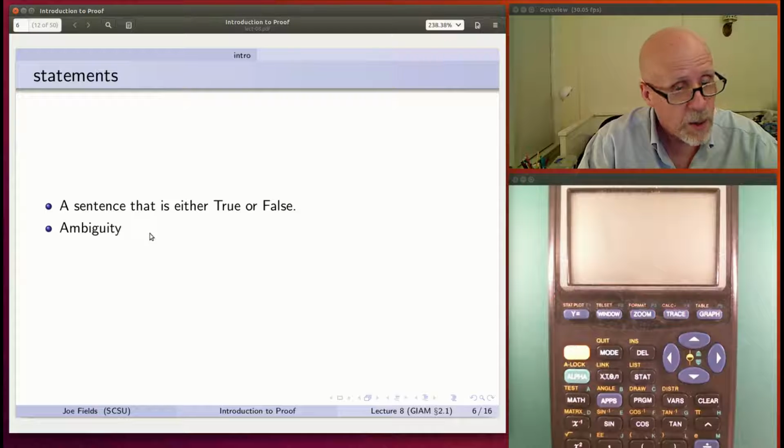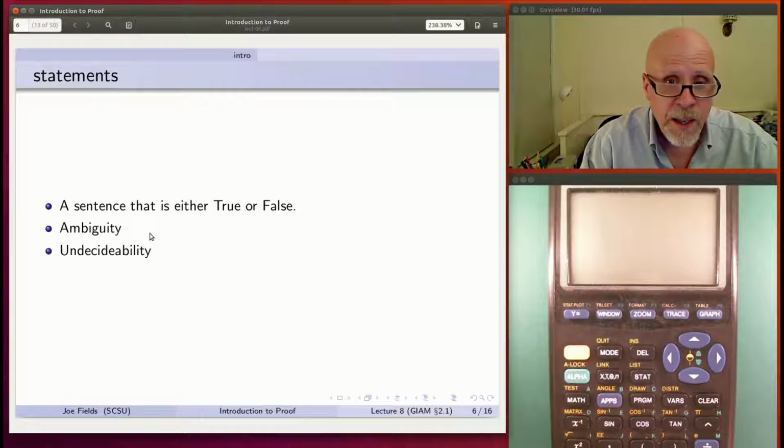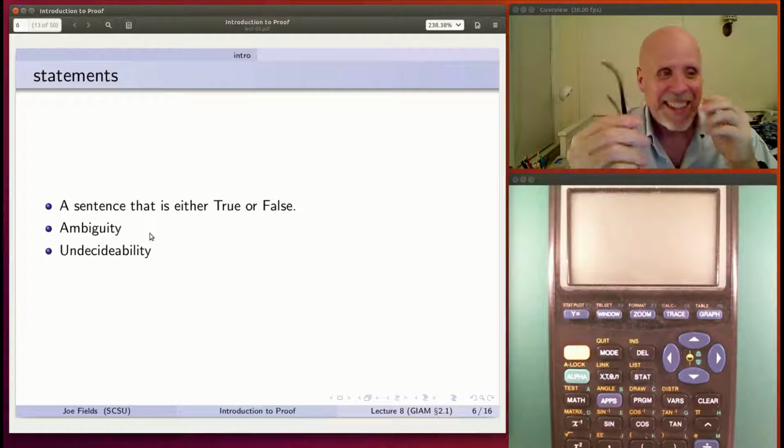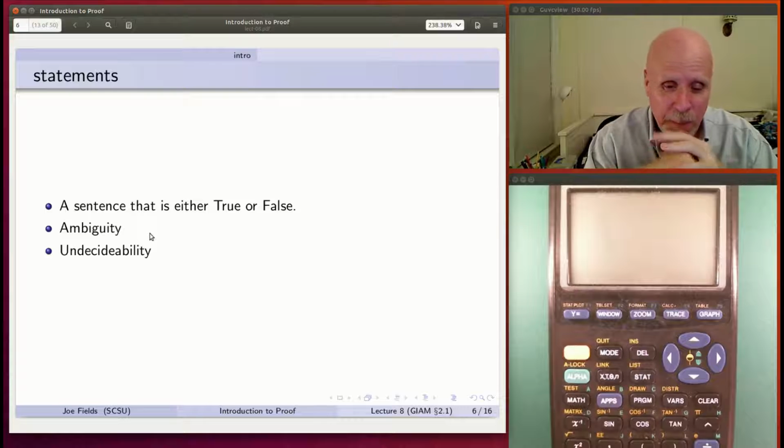If it's there, there's actually reasonable ways to remove ambiguity. In fact, we'll see later, but this is what our quantifiers are all about. They create unambiguously true or false sentences out of things that previously were ambiguous. So ambiguity is an interesting concept, and it's one we can deal with. A much harder concept is the notion of undecidability.